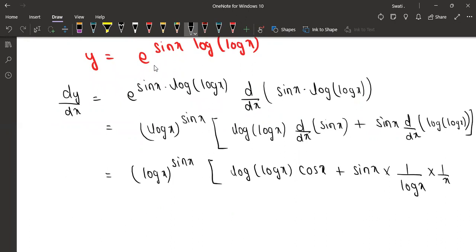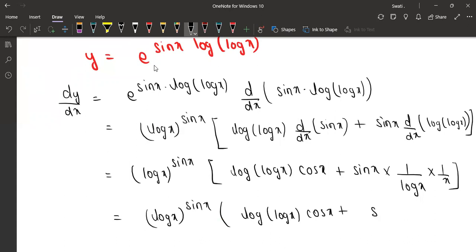This is what we are getting, 1 over x, and now we can close the bracket. So this will become log x raised to sin x, and inside the bracket we are getting log x cos x plus this will become simply sin x over x log x. And this is our final answer. So this is the answer of dy dx.